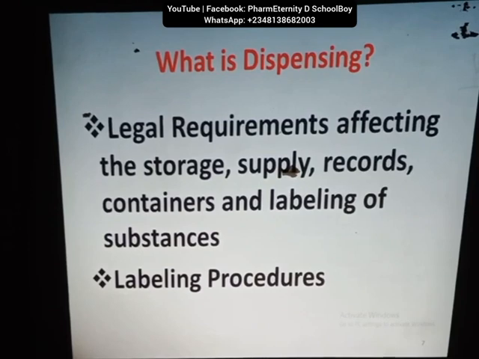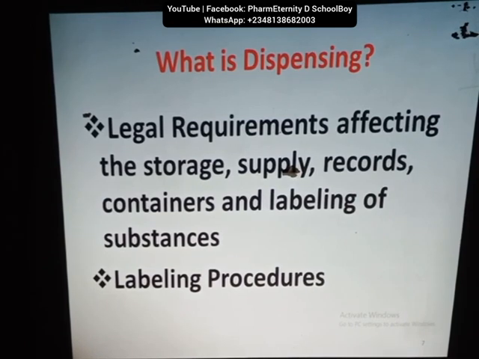Now, another very important point is legal requirements affecting storage, supply, records, containers, and labeling of substances. These steps, these processes, have their respective legal requirements. So if you don't know that a drug should be stored below room temperature and you expose it, that's trouble. If you don't know that a vaccine should be stored in cold chain, and even transported in cold chain, there will be trouble. So this knowledge is very important.